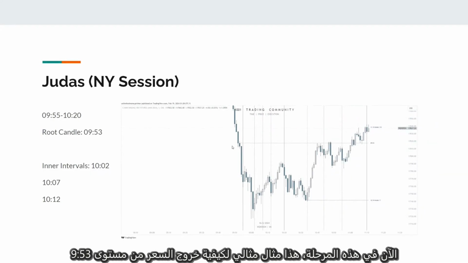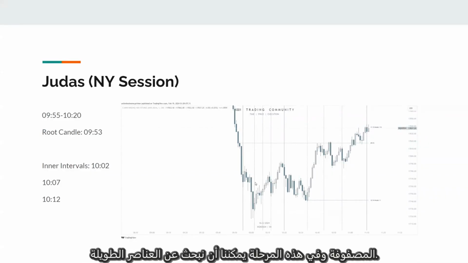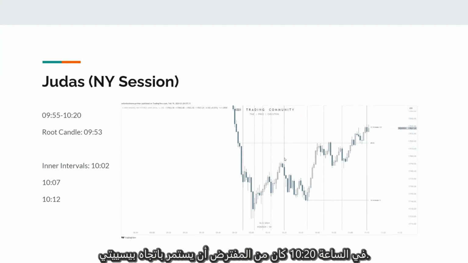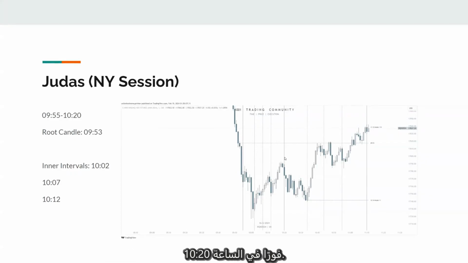Now, this is a perfect example of how price leaves that 953 after a large expansion during London, Big Ben, right? The Big Ben time model hits a 15-minute PD array, and at that point we can possibly look for longs. This is a clear example of how price during Judas, at 1020, should have continued towards buy side. If you were in a long down here, that's great, but you should have seen continuation immediately at 1020.